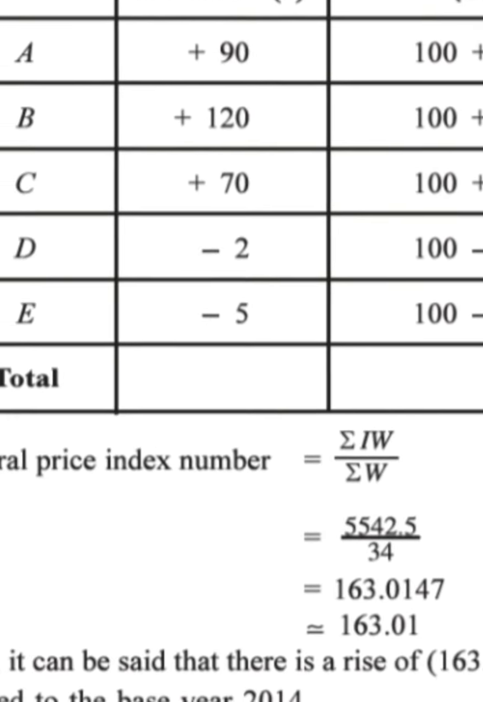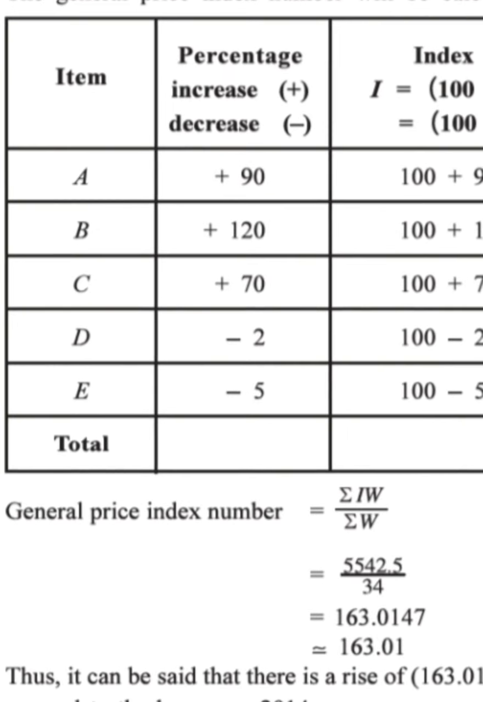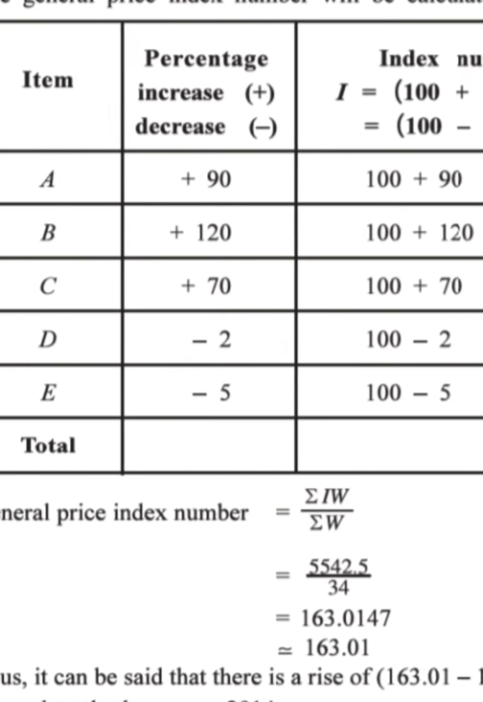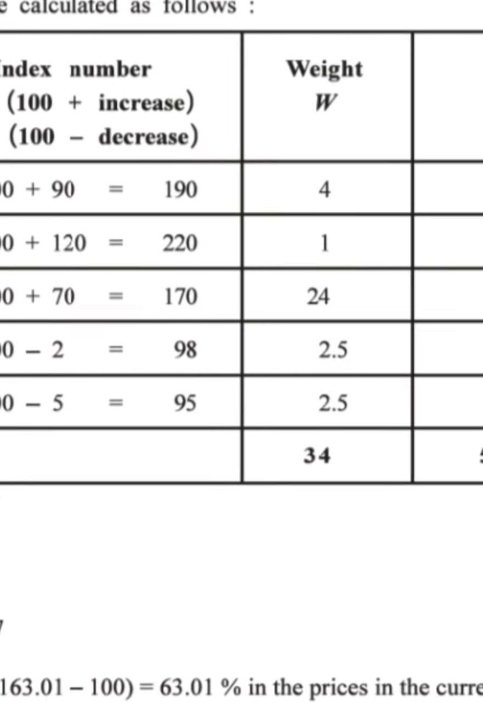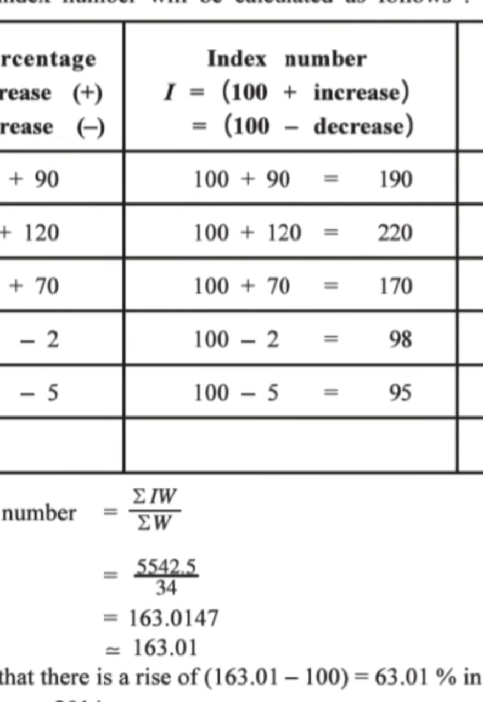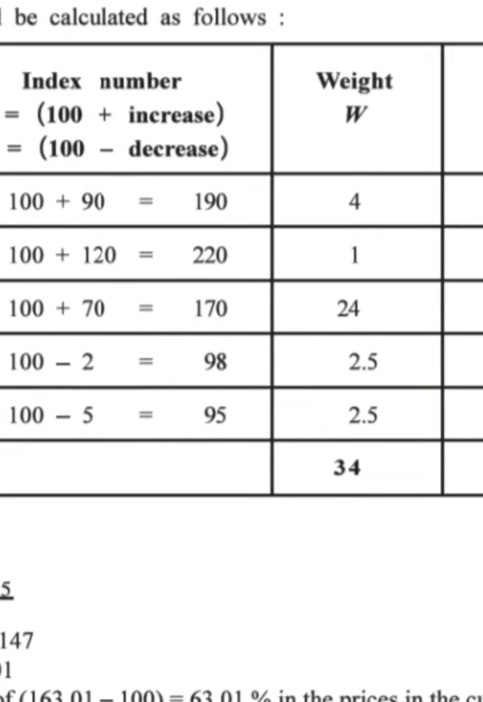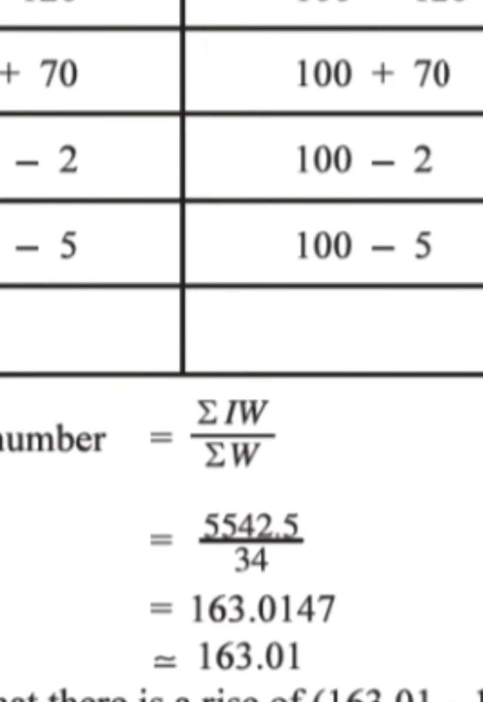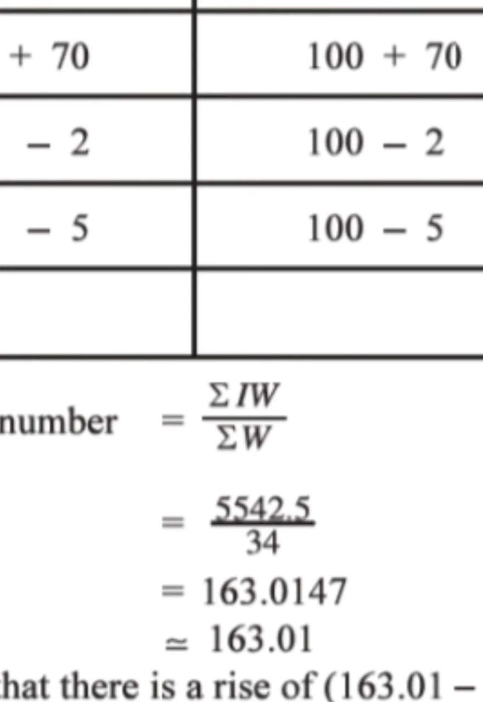Again now we are going to find out the general index number, the price index number, that they have told to find out. So it's sigma IW upon sigma W. Sigma IW had come up to 5542.5, that we are going to take in the numerator, divided by sigma W, that is 34 in the denominator, you are going to get 163.0147, take a round figure 163.01.